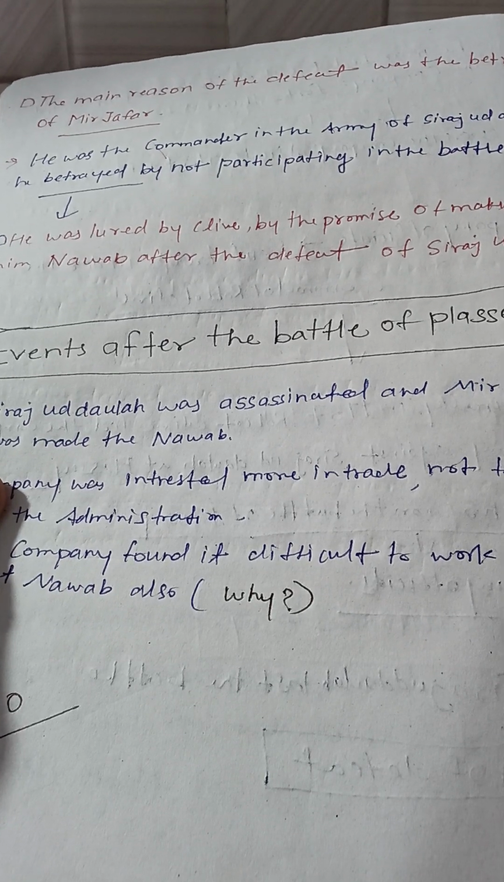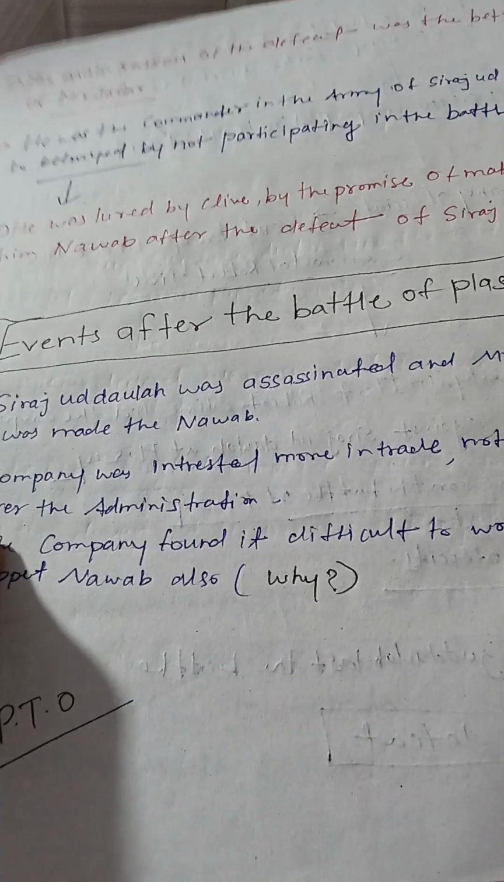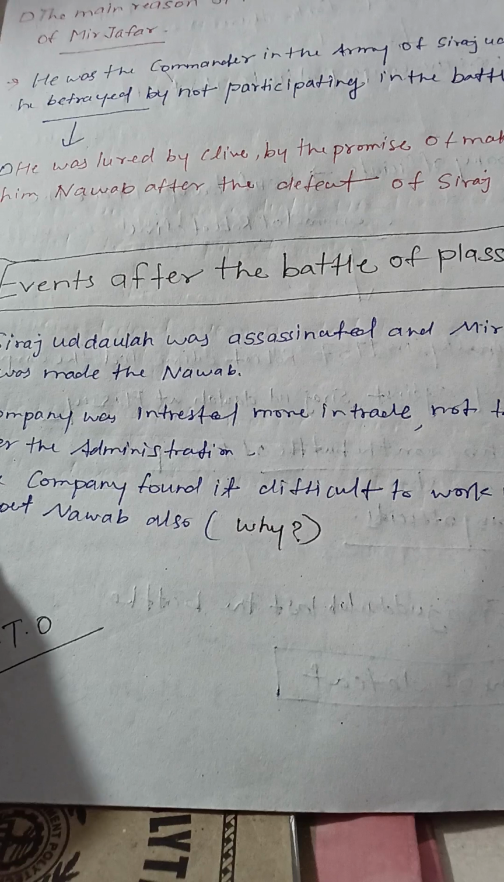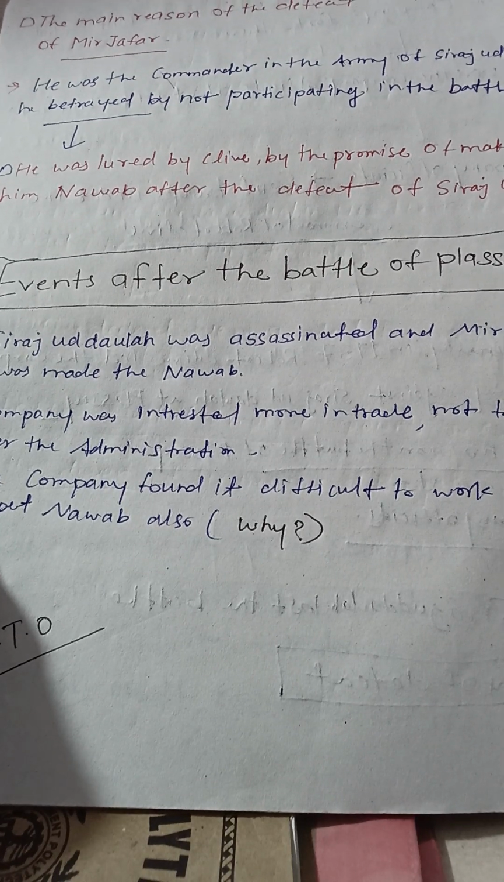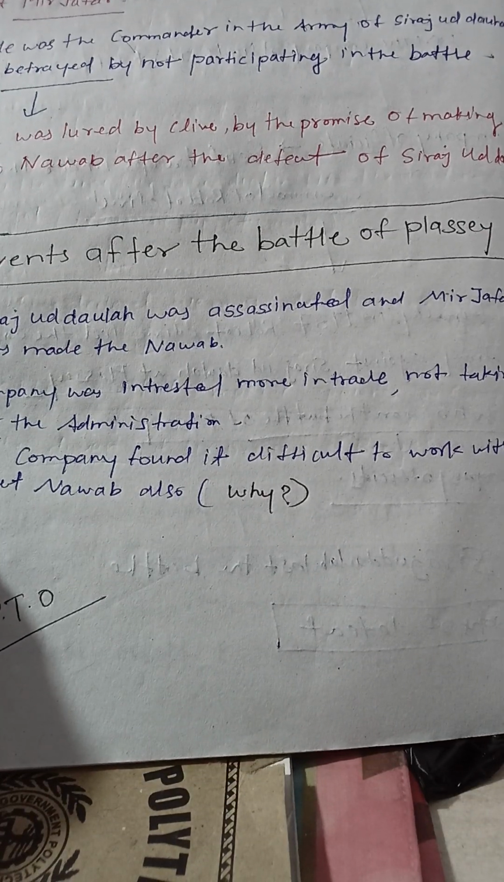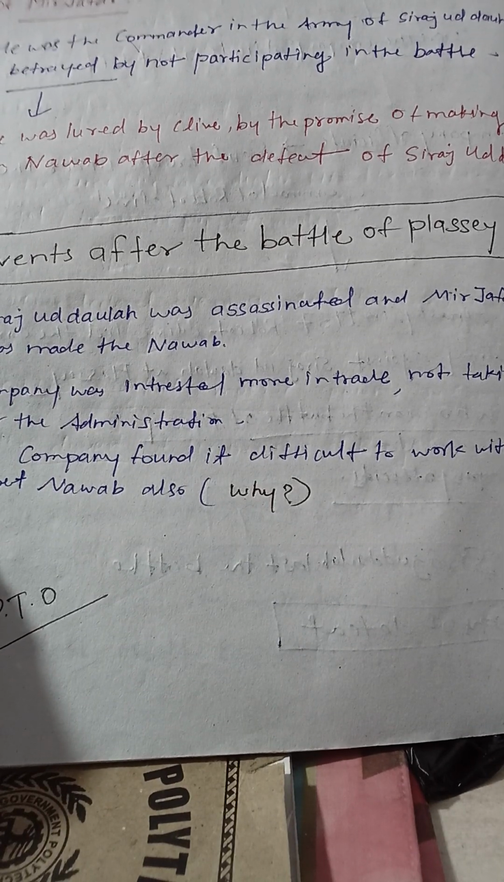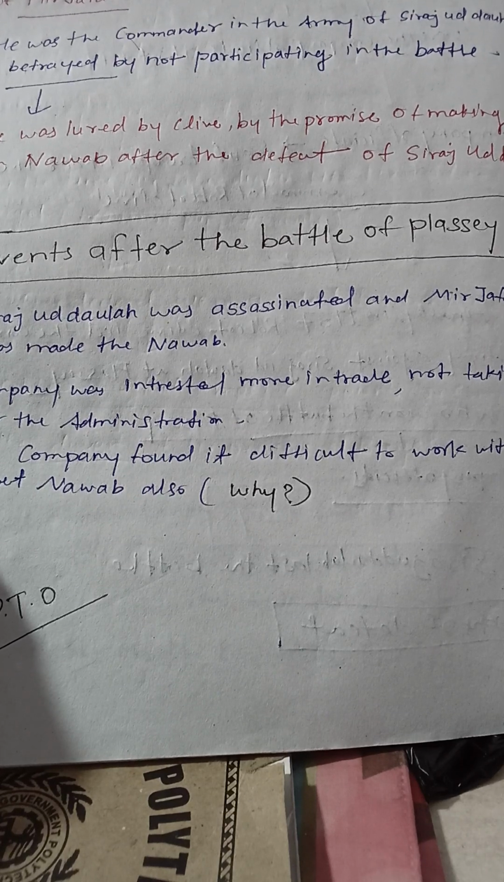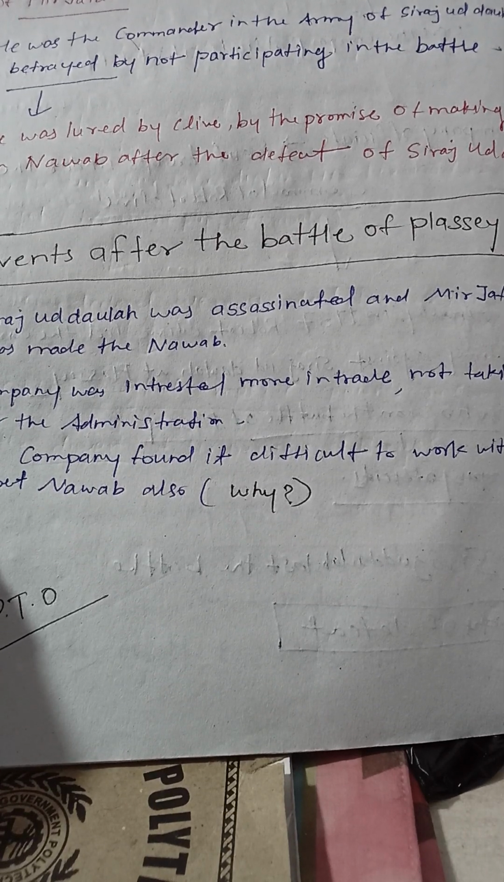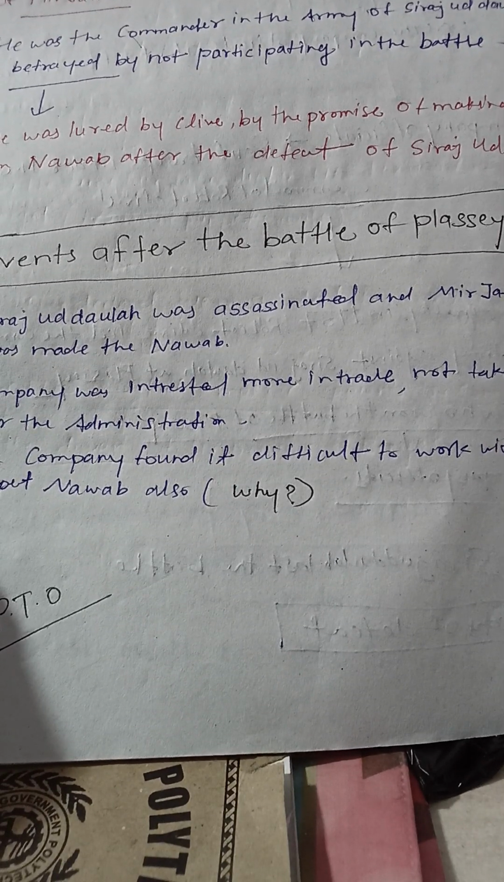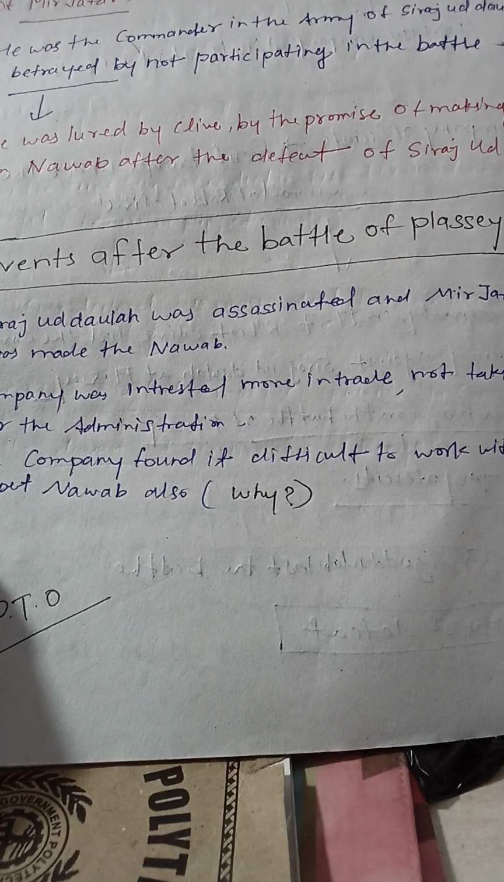What happened? Events after the Battle of Plassey. Sirajud-Dowla was assassinated and Mir Jafar was made the Nawab. The company was interested more in trade than in taking over the administration. It was a clear agenda, students, from the side of the company. The company was not interested in involving itself in ruling; it was getting more profit from Indian markets. The company found it very difficult to work with a puppet Nawab, because later even the puppet ruler started opposing the policies of the Britishers. And that's it.